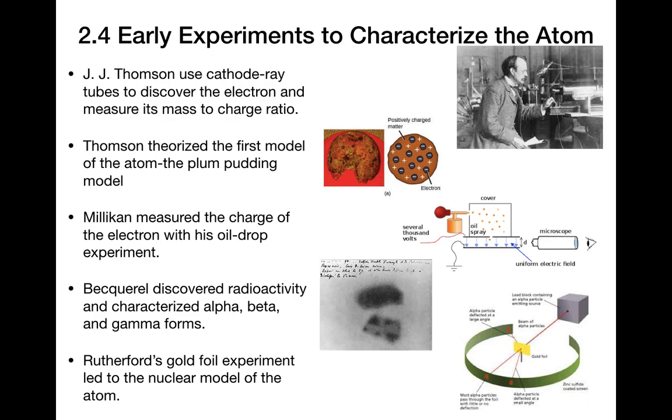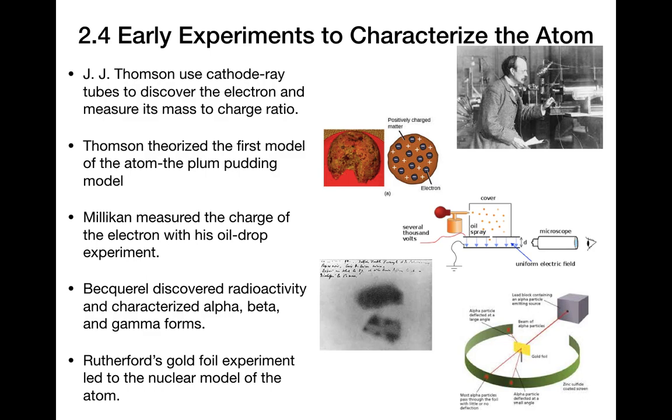So now that we have spent the 1800s trying to figure out as much as we can about the elements, the 1900s were spent trying to figure out about the atoms that make up those elements and what the structure of those atoms were. And so in the late 1800s, J.J. Thomson, using his cathode ray tube, leads to the discovery of the electron, and he measures its mass to charge ratio.